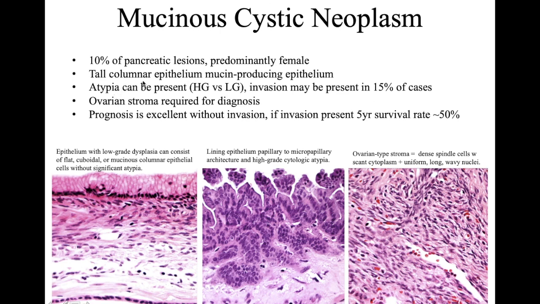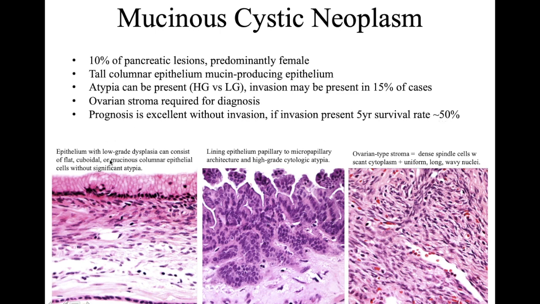It has tall columnar epithelium. It's mucin producing. And again, atypia is very important to find in this lesion because it can be high grade or low grade, and invasion can be present in 15% of the cases. The ovarian stroma is required for diagnosis. Prognosis is very excellent without invasion, but if invasion is present, the 5-year survival drops to 50%.